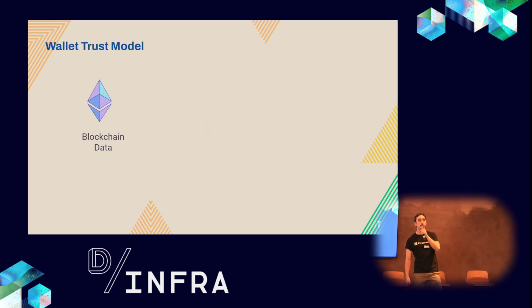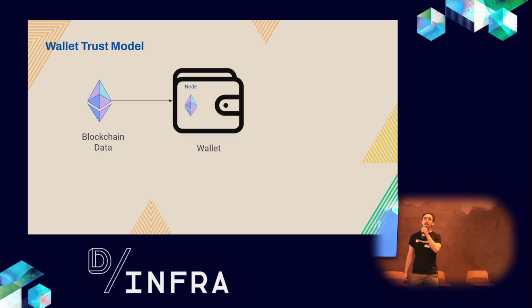For those of you who don't know, Fireblocks' core business is an institutional wallet provider. So let's talk about the wallet trust model. What does it look like? We have blockchain data, right? It's the source of truth. It's what we all agree on. And we have the wallet providers, which run nodes and get information from the blockchain. The wallet providers have clients which get information from them that is relevant to them, such as transactions, balances, NFTs, all kinds of blockchain information.